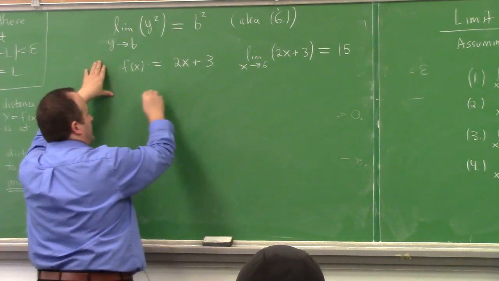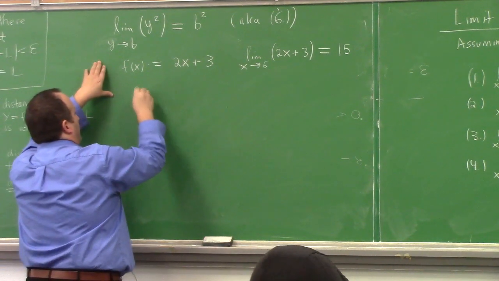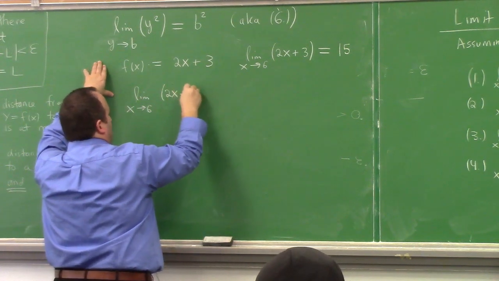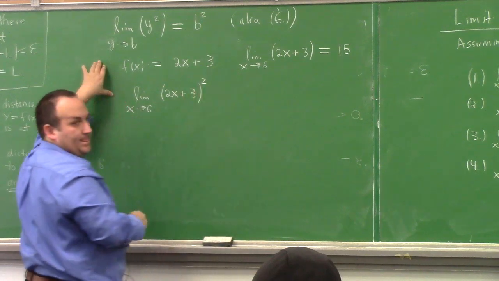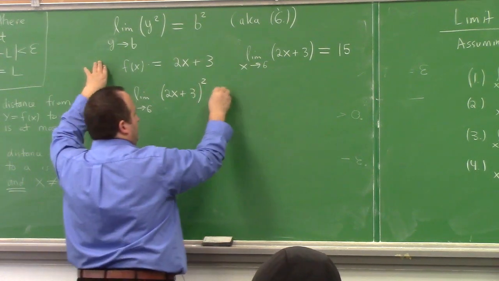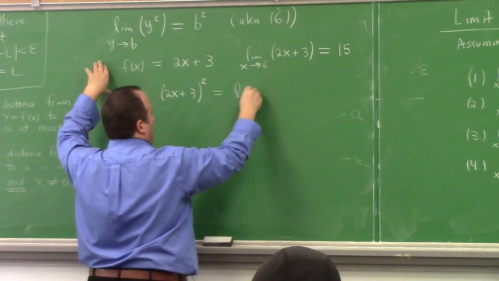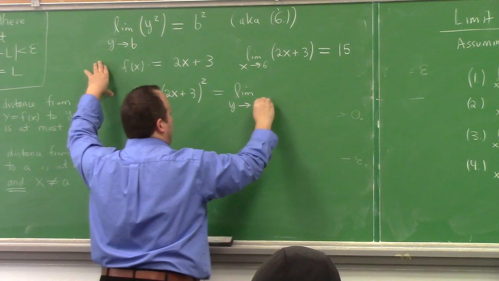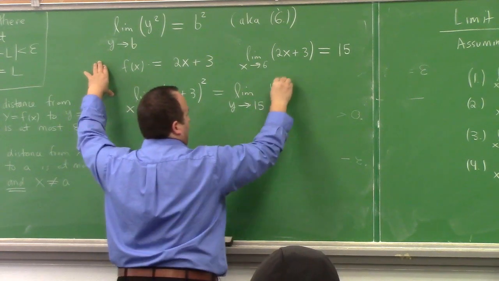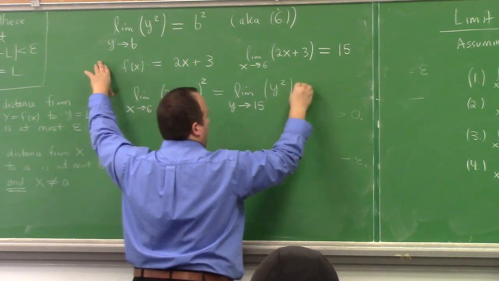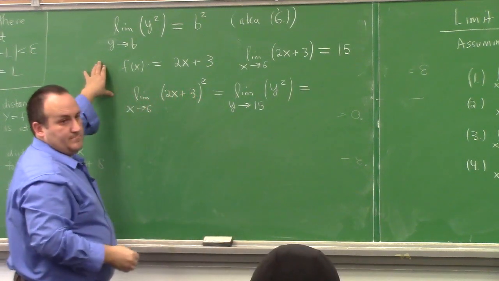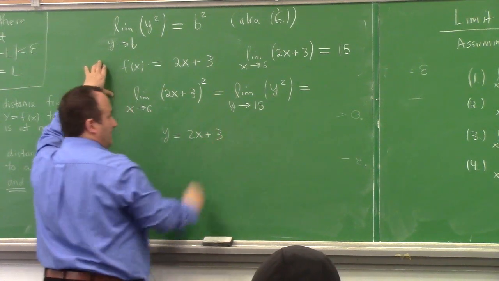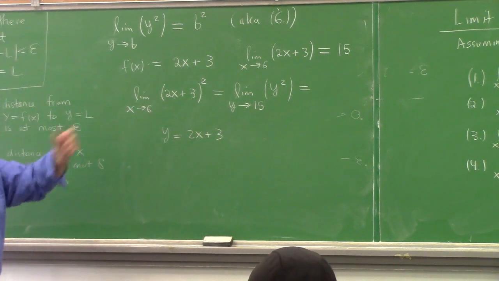And if I was to look at the limit as x goes to 6, right, of 2x plus 3 squared, the limit composition rule says I could trade that for the limit as y goes to 15 of y squared. Here I'm saying y is equal to 2x plus 3, essentially. This is what rule number 8 says.